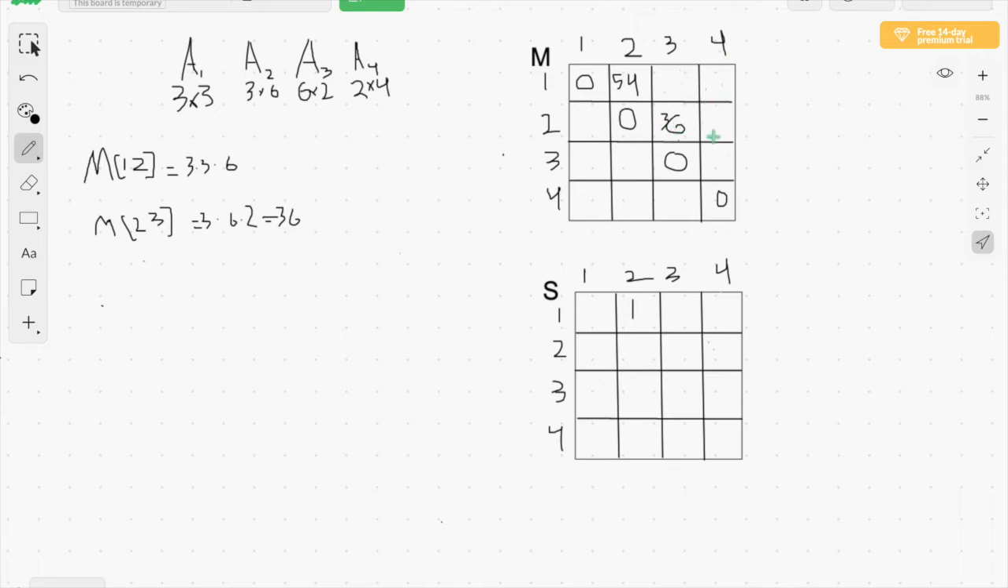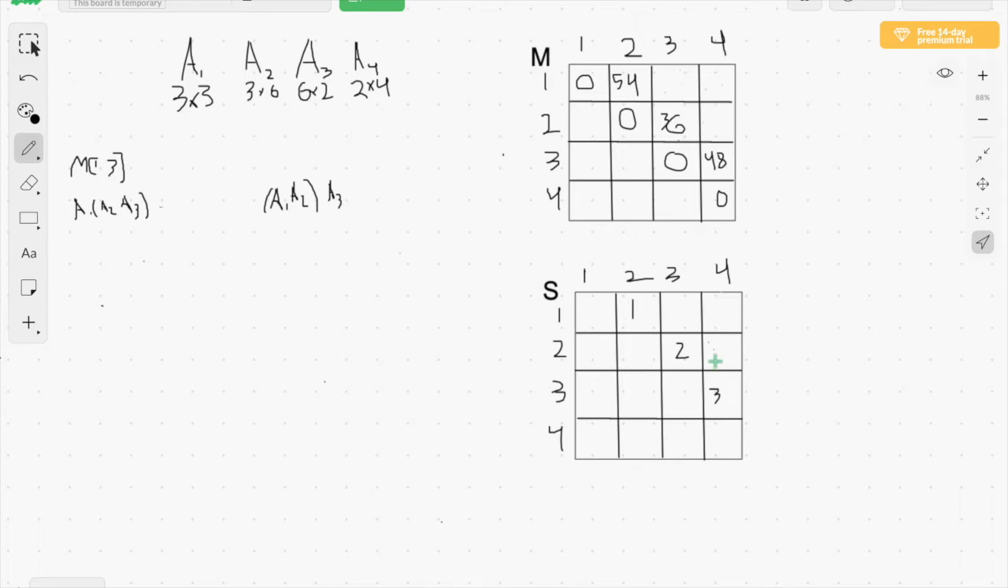And then for this value here, M3,4, that's the cost of multiplying A3 and A4, so it'll be 6 times 2 times 4, which is 48. So I'm going to put that in. And for these, I'm just going to put 1, 2, and 3, because that's the value where we split the multiplication.